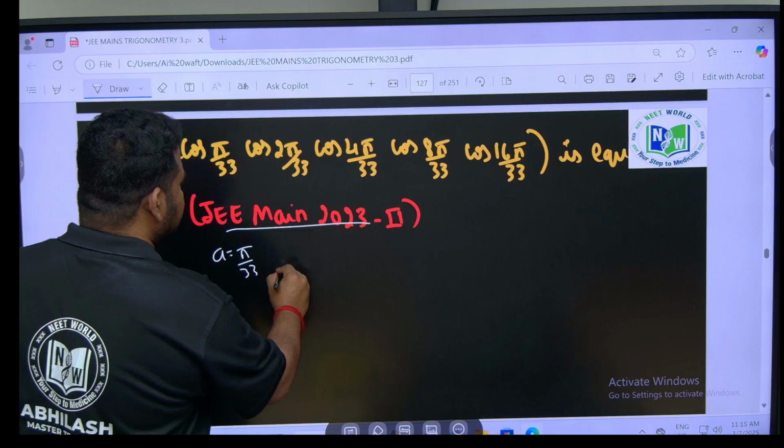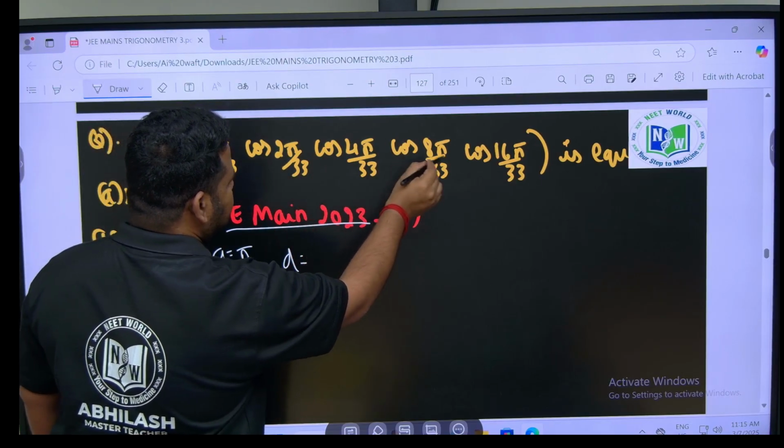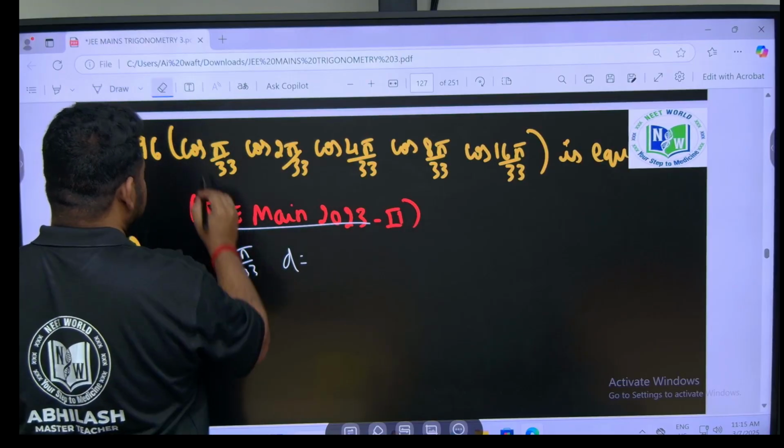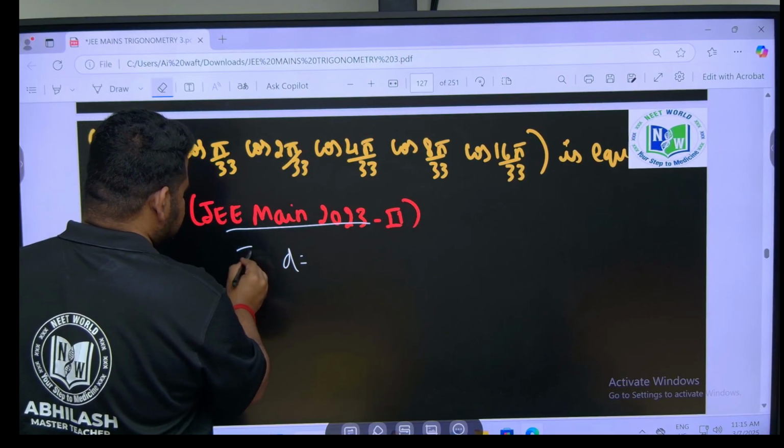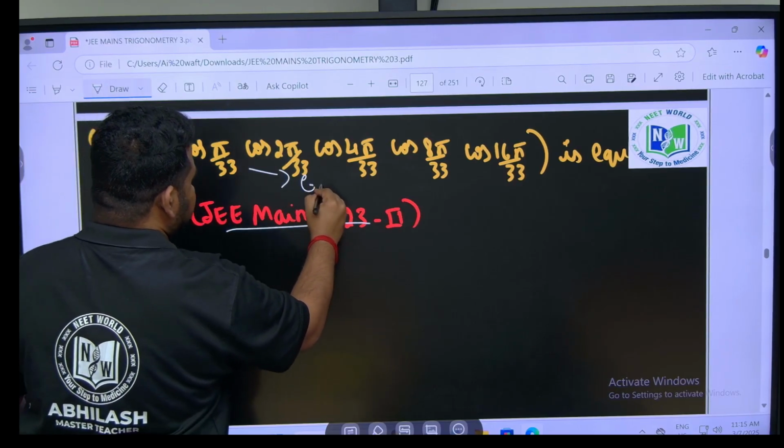So here D is what? Here it is becoming double, triple. Okay, okay. Actually, this is not in AP. This is in the form of geometric progression only. This is in geometric progression, GP. So we have to use which formula?